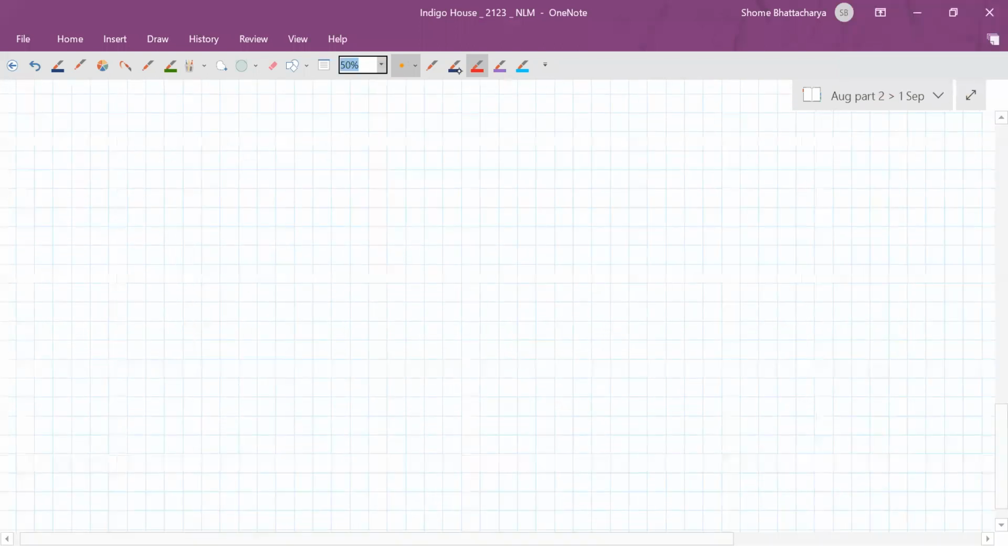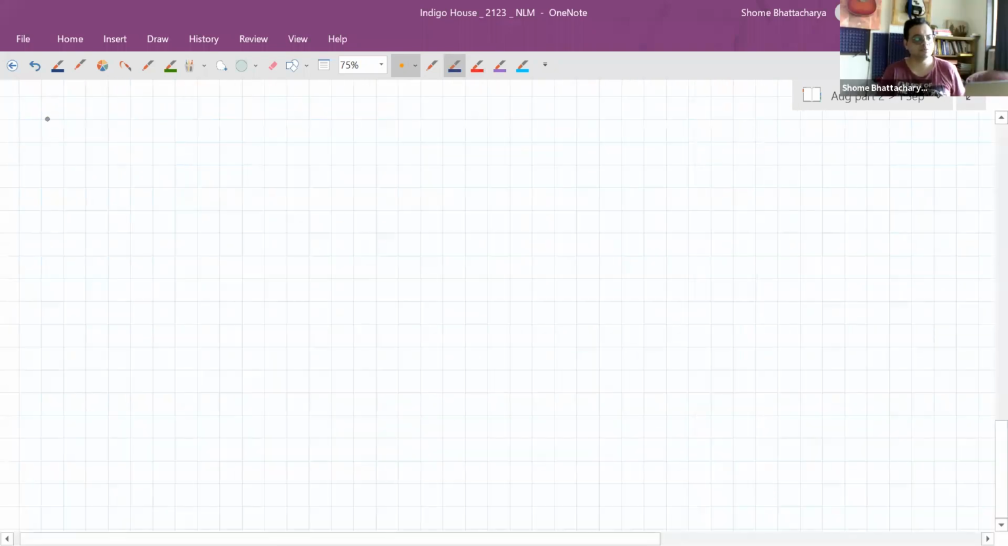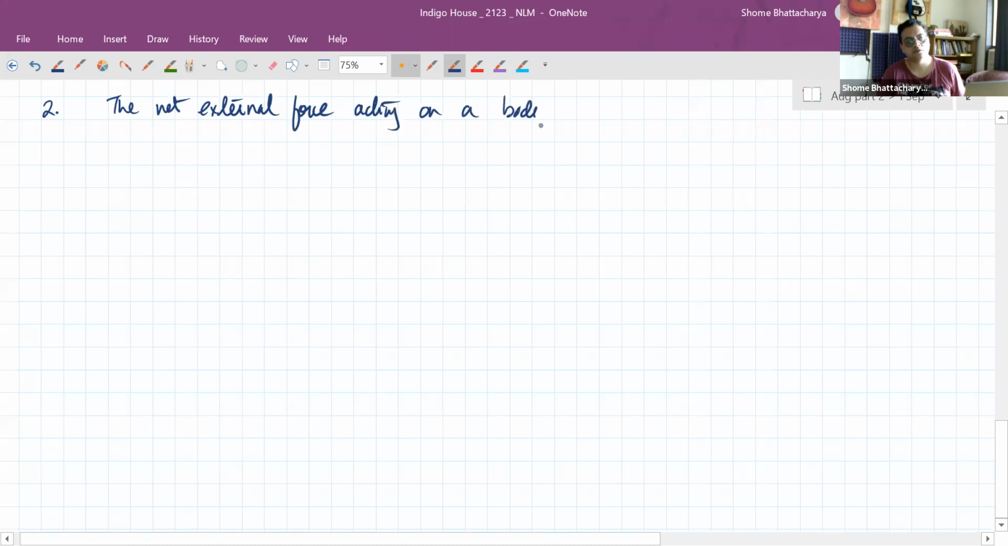Now the statement of the second law involves a new term for us, which is momentum. So Newton's second law states that the net external force acting on a body equals the rate of change of its momentum.